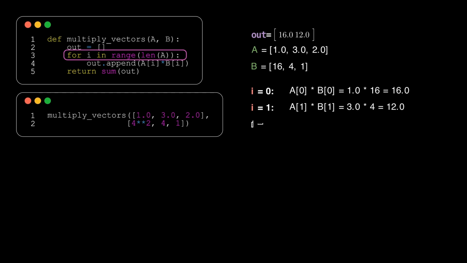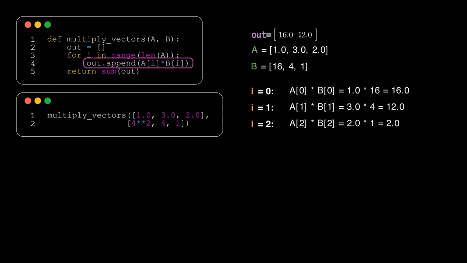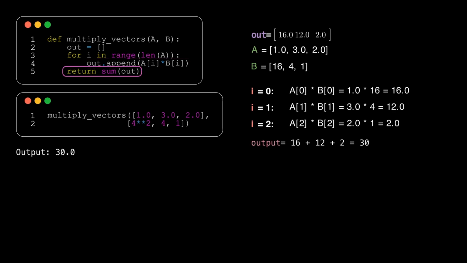Finally, we take the last pair, A2 and B2. Multiplying 2 by 1 gives us 2. We add this 2 to the outlist. Once we finish iterating through both vectors, the outlist contains all the products, 16, 12, and 2. Finally, we sum these values, 16 plus 12 plus 2, giving us a total of 30. That's how we multiply vectors in Python.